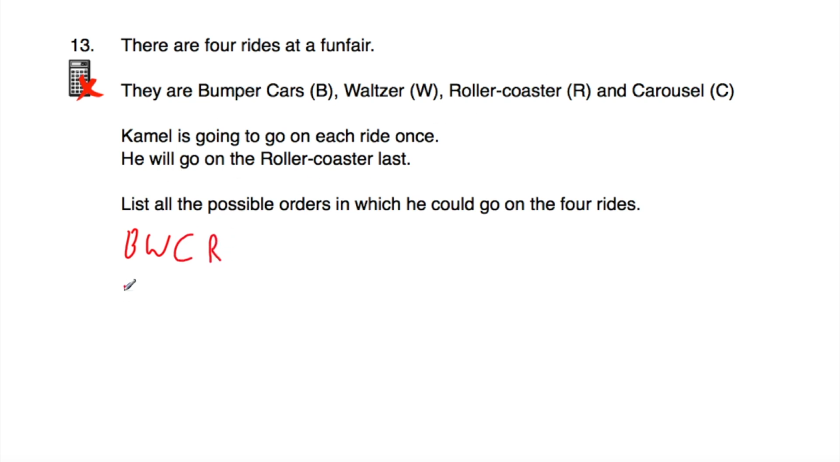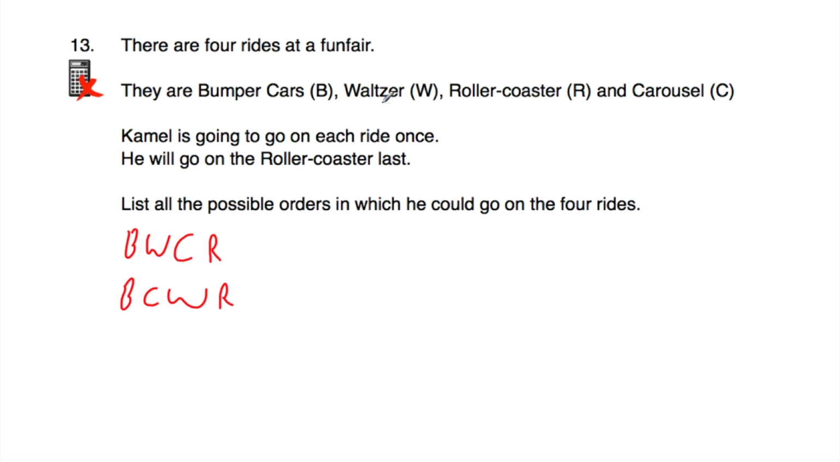He could go on the bumper cars first, but then do the carousel and waltzer the other way around, so carousel and waltzer, and still roller coaster at the end. And they're all the options that he could go on if he goes on the bumper cars first. He could go on the bumper cars, and then the waltzer and the carousel, or the carousel and then the waltzer, and then both of them are followed by the roller coaster.